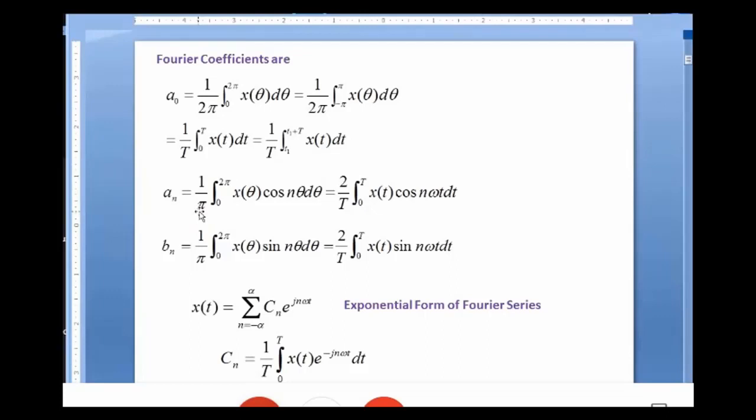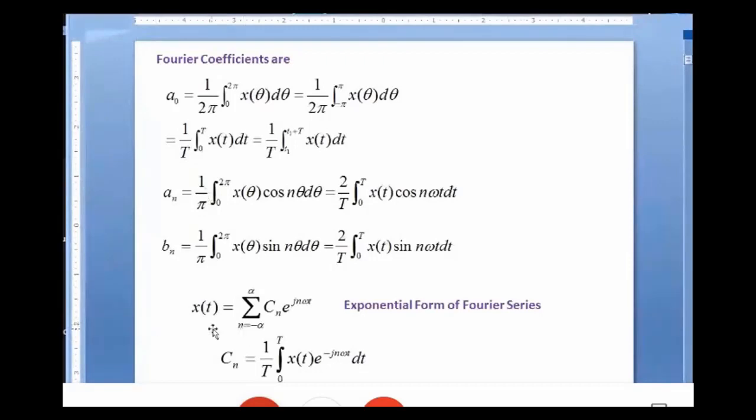So remember this limit. To solve the Fourier series, you need to find out the coefficient correctly, select the function correctly, and select the limit correctly. If you do these three things correctly, you will not have a wrong answer. You will have the correct answer.